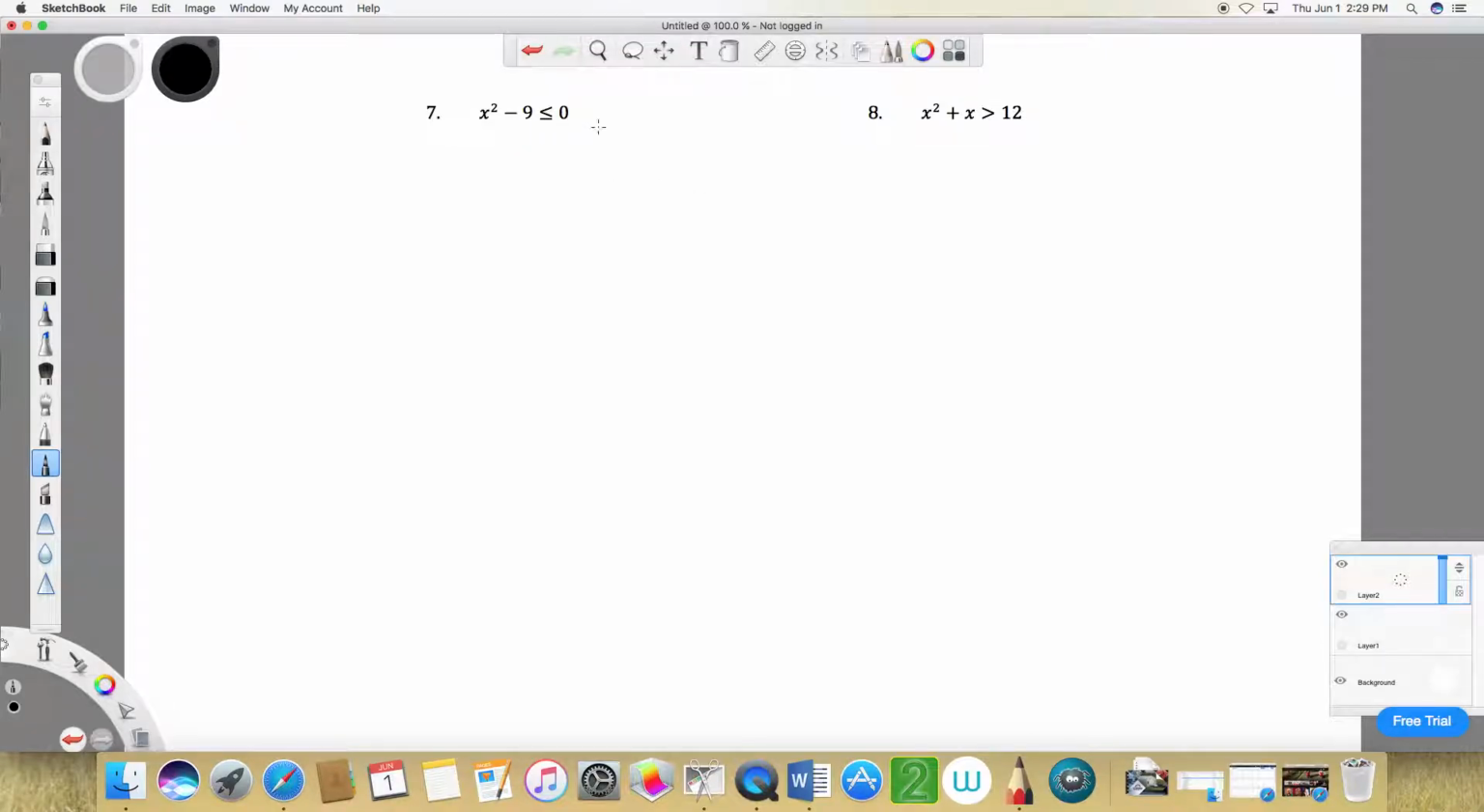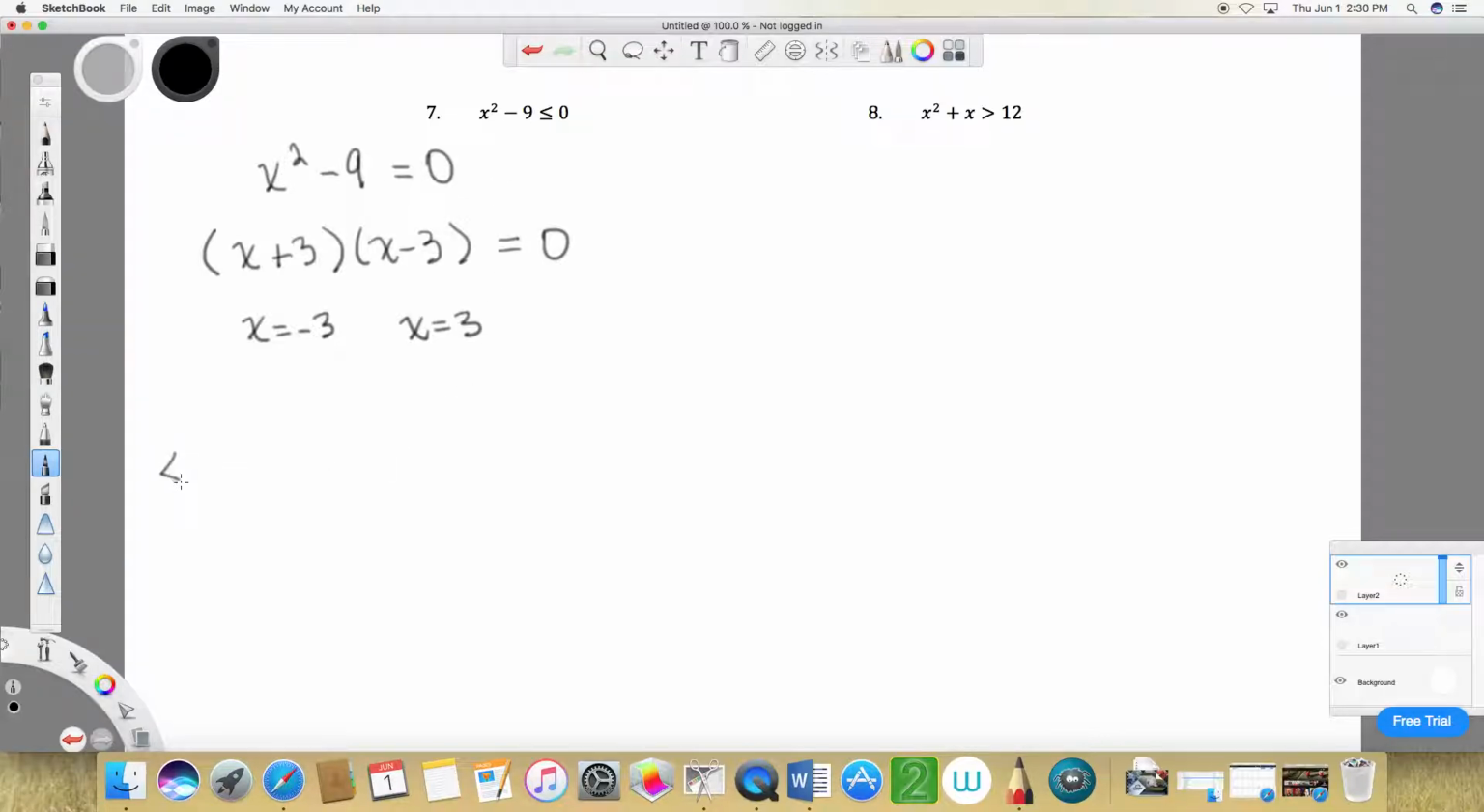So the first thing that we do here is ignore the inequality and just make it an equation. We want to solve x squared minus 9 is equal to 0. There are different ways to solve this, but probably the easiest is to factor it into x plus 3 times x minus 3 is equal to 0. That gives us x equals negative 3 and x equals positive 3 as solutions to this equation.